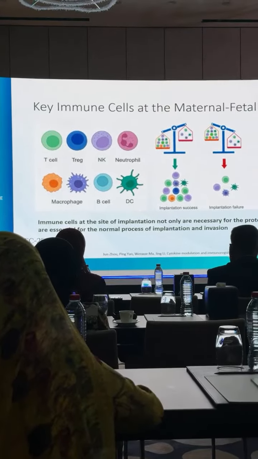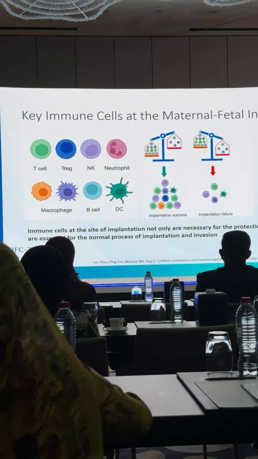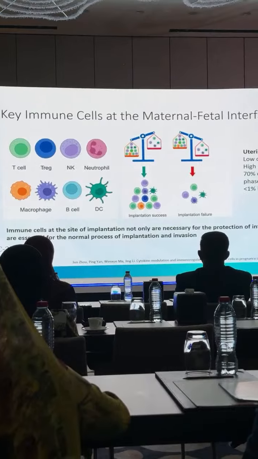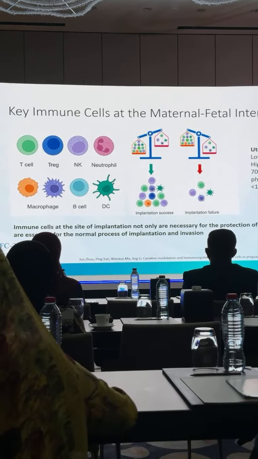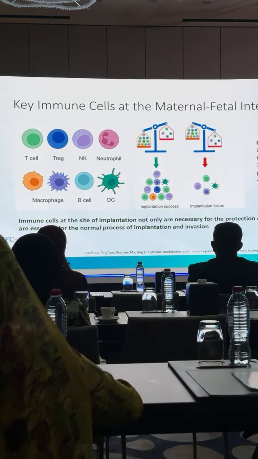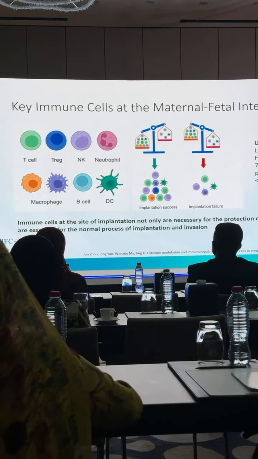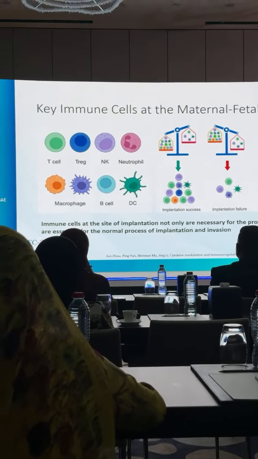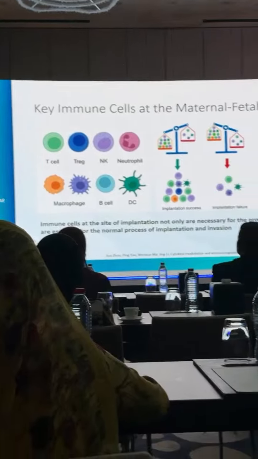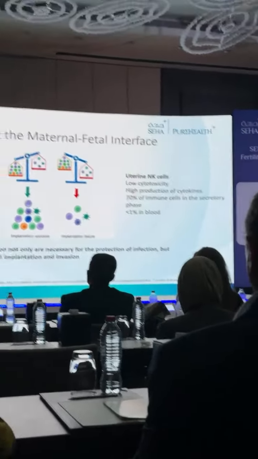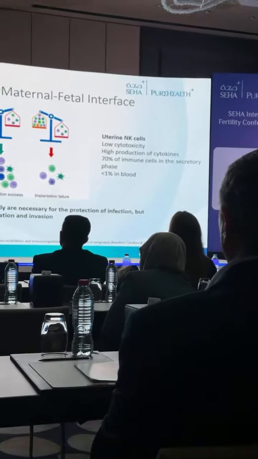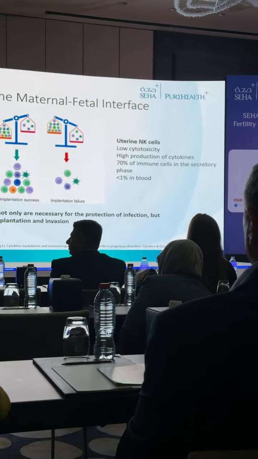One of the most important cells that is driving implantation is actually the uterine NK cells, which are different from what is found in the peripheral blood. They are characterized by having low cytotoxicity. They produce high amounts and different types of cytokines and growth factors. They constitute 70% of the immune cell population.